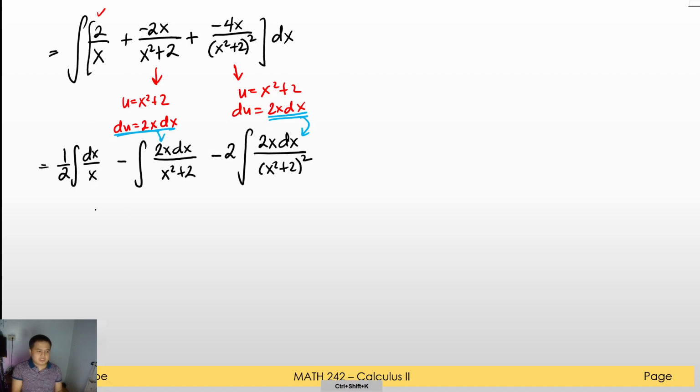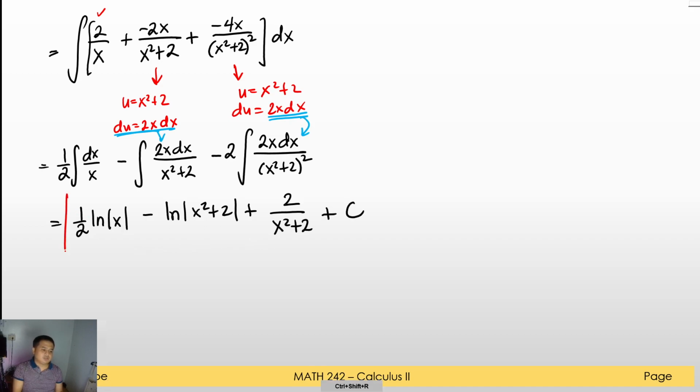Okay? So this will now be ln x. Actually, I'll just skip to the answer now. So this will be just ln of u, which is x squared. Let's check the answer, sorry, to make things quicker: negative ln of x squared plus 2, and then plus 2 over x squared plus 2. So this will be your final answer.